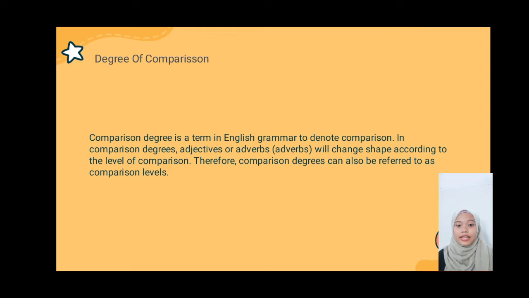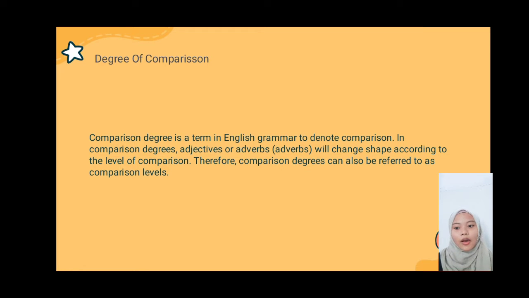Okay, in this first slide, I want to explain the definition of degree of comparison. Comparison degree is a term in English grammar to denote comparison. In comparison degrees, adjectives and adverbs will change shape according to the level of comparison. Therefore, comparison degree can also be referred to as comparison level. In this video, I want to explain the function of degree of comparison, the levels of degree of comparison, and example sentences.